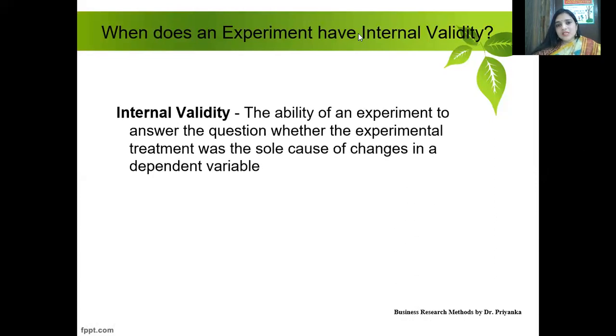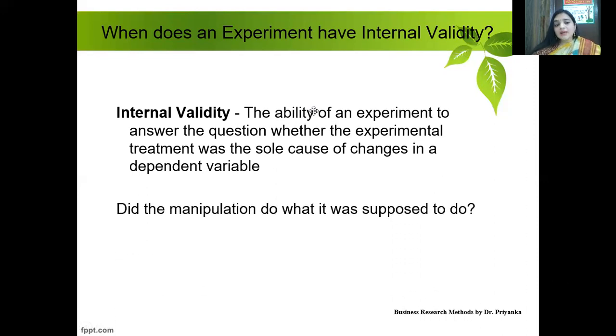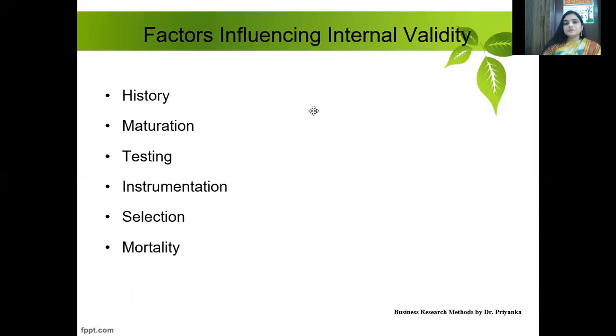When does an experiment have internal validity? What do you mean by internal validity? It is the ability of an experiment to answer the question whether the experiment treatment was the sole cause of changes in a dependent variable, and did the manipulation do what it was supposed to do, whether it worked or not. So we will check it.